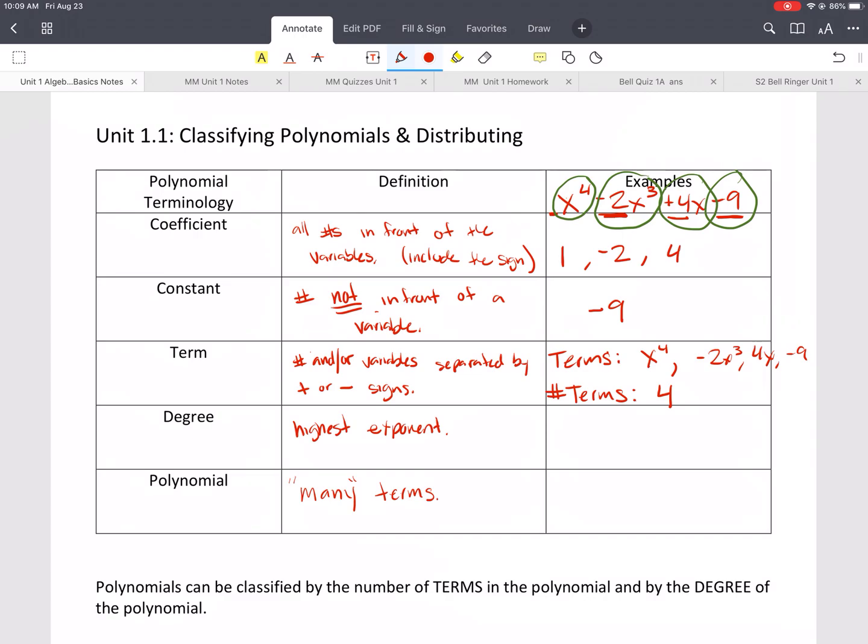Degree is the highest exponent. So if we look at this, we have a term, a term, a degree, an exponent. Here's an exponent, exponent, exponent. Here would be 1, and here we wouldn't have an exponent. So we want to look for the highest. The highest exponent here would be 4. And then polynomial, an example, we just have it here at the top.